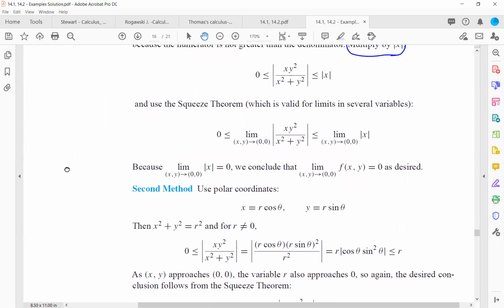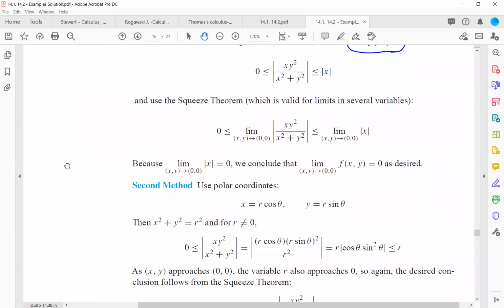Second method. Let us use polar coordinates. You know that you can write x as r cosine theta and y as r sine theta. This is just an equation of a circle centered at the origin with radius r. Now substitute these values into the function. What do we get? We get the absolute value of r cosine theta times (r sine theta) squared divided by r squared. The outcome is equal to r times absolute value of cosine theta times sine squared of theta.